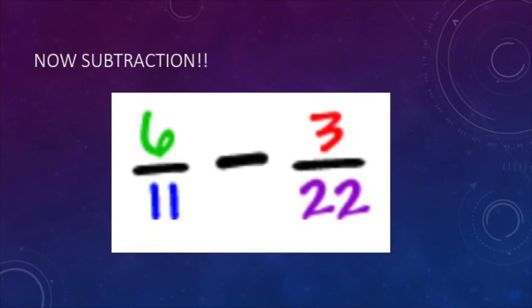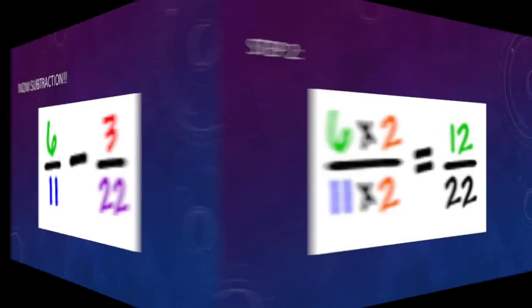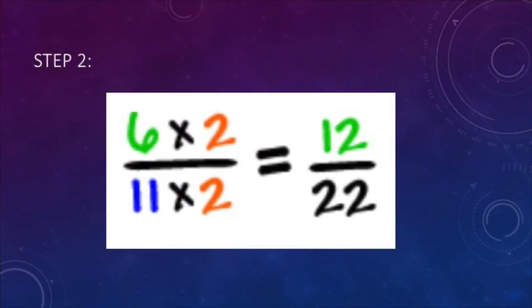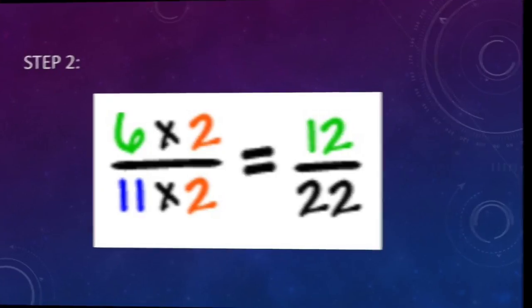Now let's try a subtraction problem. Subtraction problems work the same way. You still have to find the least common multiple of 11 and 22. The least common denominator is 22, so you have to multiply the 11 by 2 and also the 6 by 2. You end up with 12 over 22.